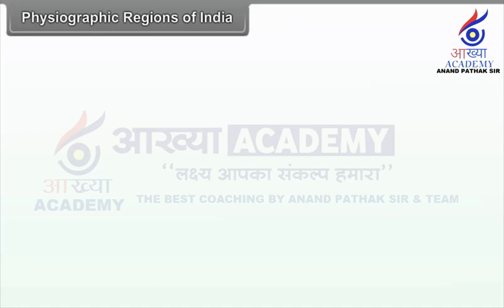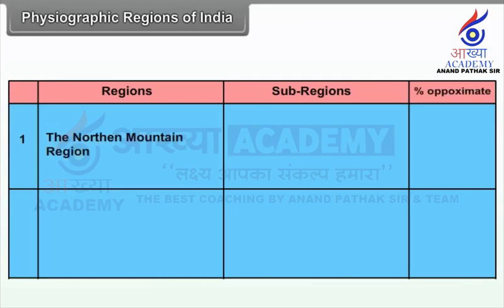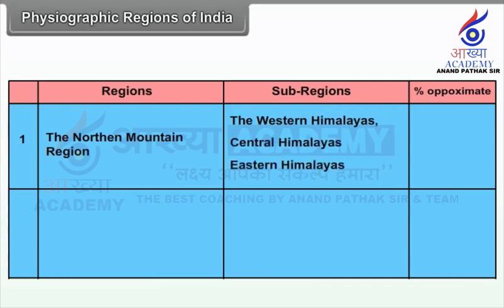Physiographic regions of India. Regions, sub-regions, percentage approximate. The Northern Mountain Region: the Western Himalayas, Central Himalayas, Eastern Himalayas, 15%.